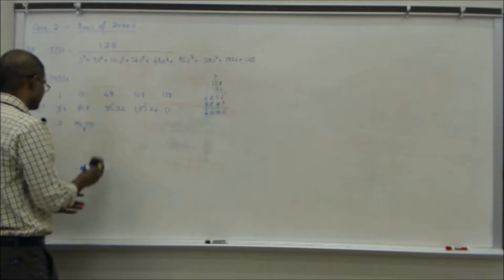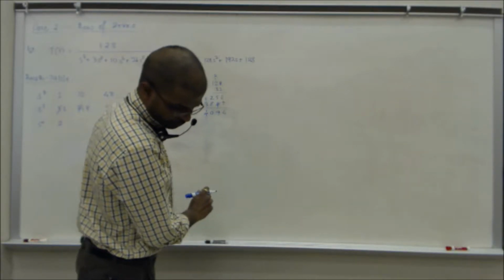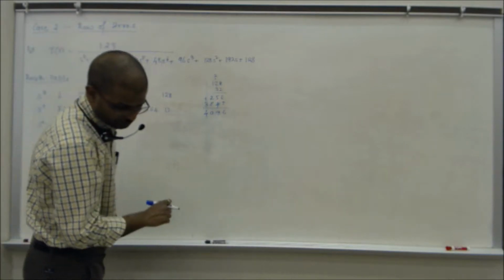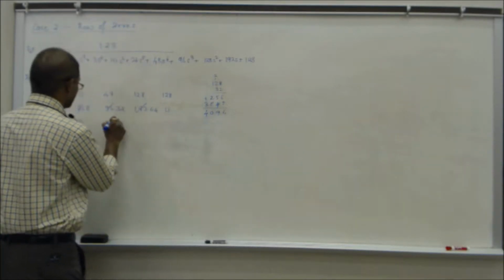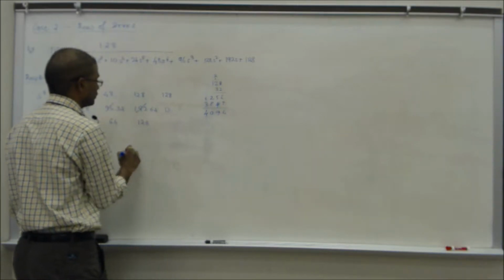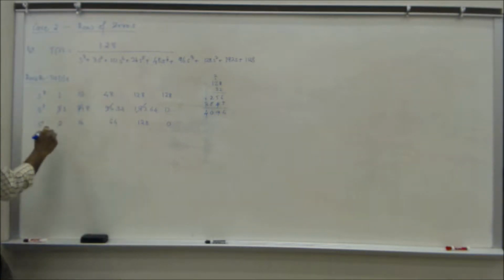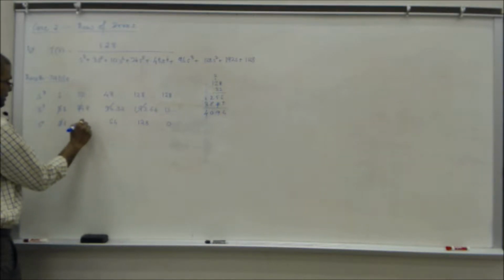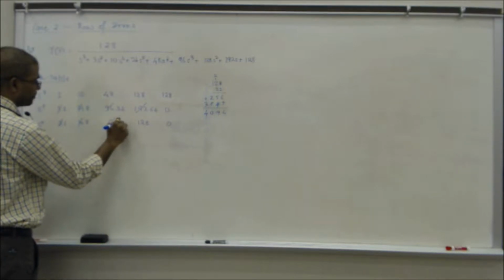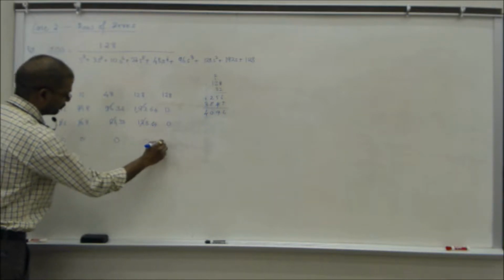So let me just write down these from here. So 2, 16, 64, 128. 8. 16. So do you see these? You see that, right? So what happens here is S5 would be 0, 0, 0, 0, 0.